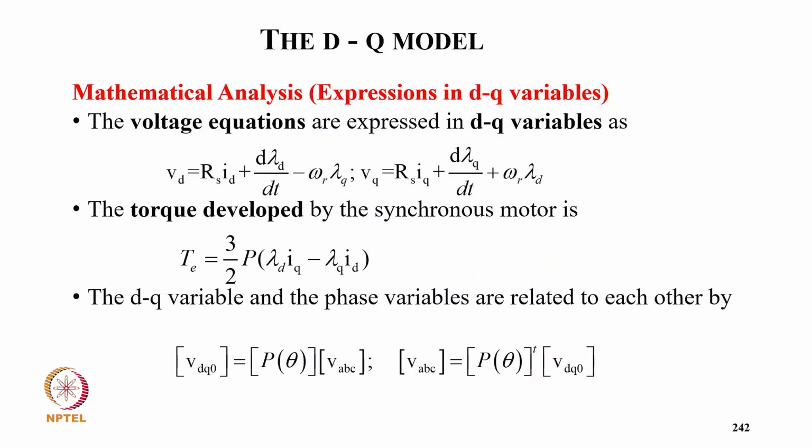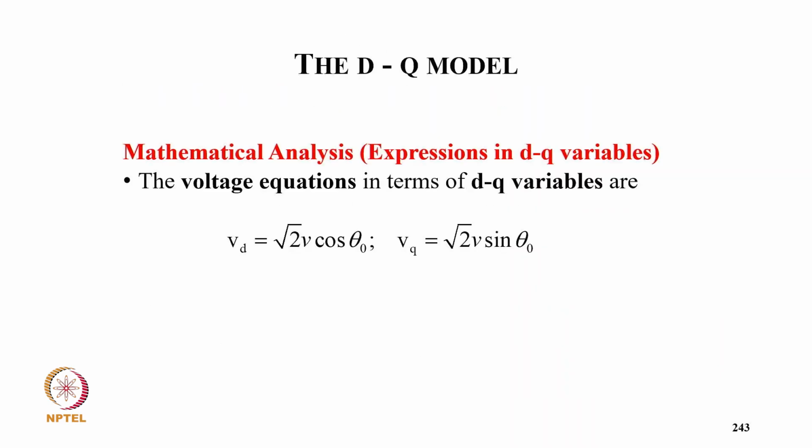And the volt-ampere expression in DQ variables: VD equals RS ID plus d lambda D/dt minus omega R lambda Q, that is the speed voltage, and VQ equals RS IQ plus d lambda Q/dt plus omega R lambda D. The torque developed by the synchronous motor is T equals 3/2 P in bracket lambda D IQ minus lambda Q ID. The DQ variables and phase variables are related by VDQ0 equals P(θ) VABC, and VABC equals P(θ) transpose VDQ0. Mathematically, the voltage in terms of DQ variables is VD equals root 2 V cos θ0 and VQ equals root 3 V sin θ0.